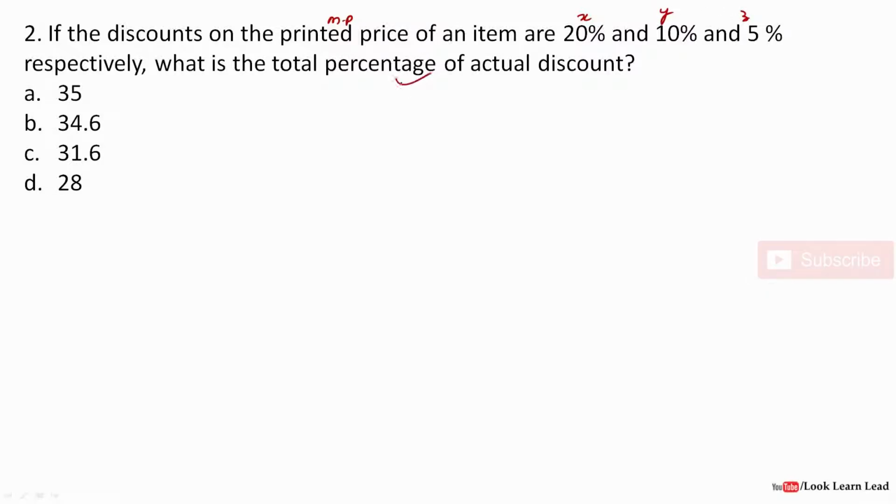So we have to find the total percentage of actual discount. So it is very easy. First I will find it for 10 and 20, and after that I will find it for the combination of X, Y and Z. The first for 10 and 20.